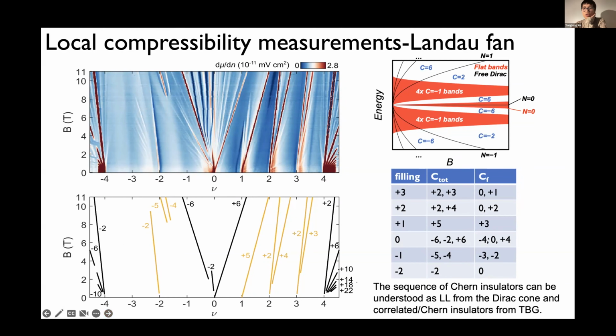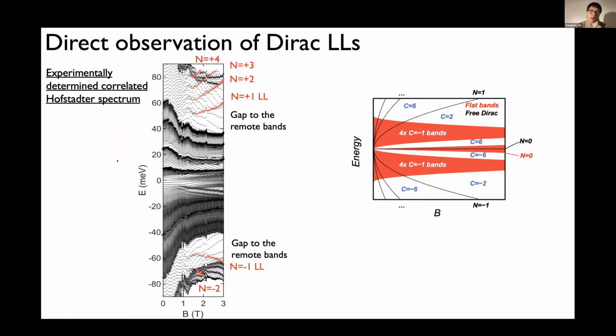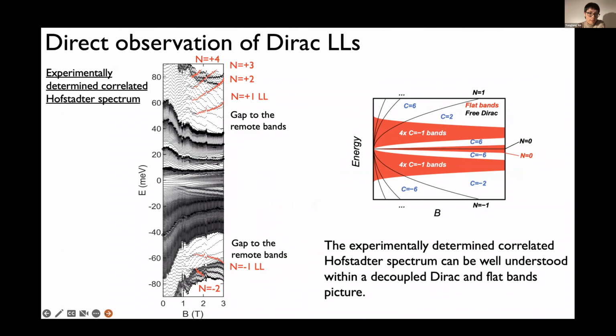So all this is just to say that from the Landau fan, the system is well described by a Dirac cone plus the flat band of the twisted bilayer. Then we can also extract the spectrum and really visualize this Landau level from the Dirac cone, and it's all very consistent.